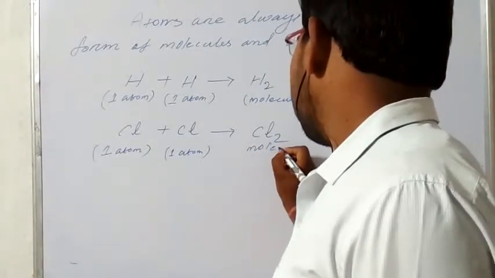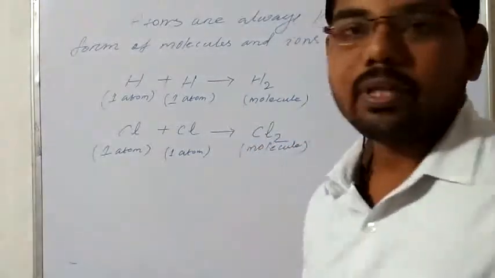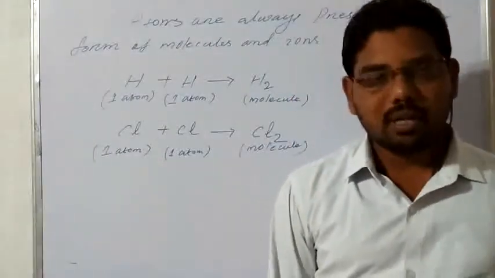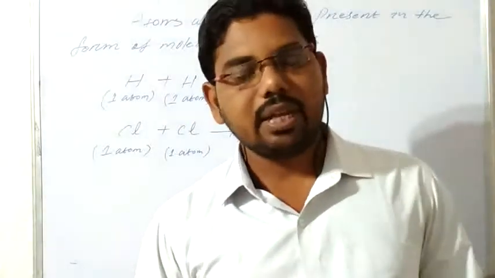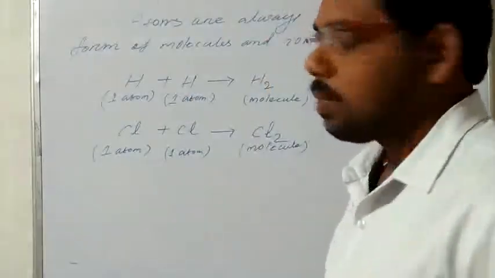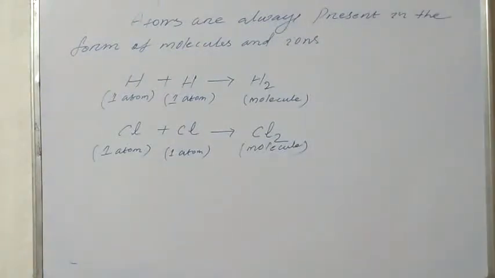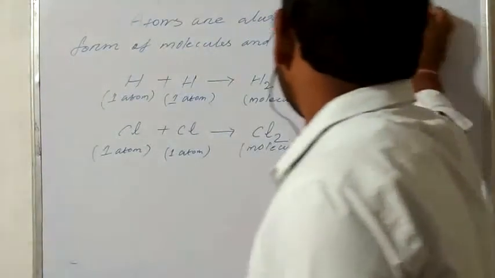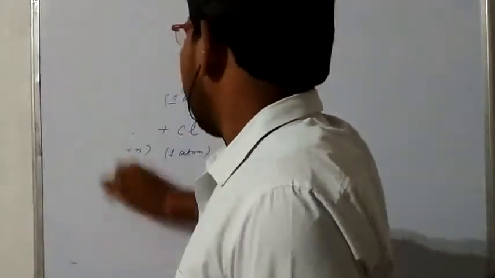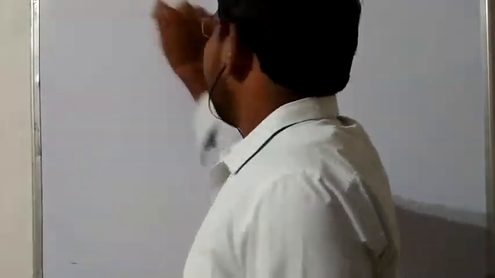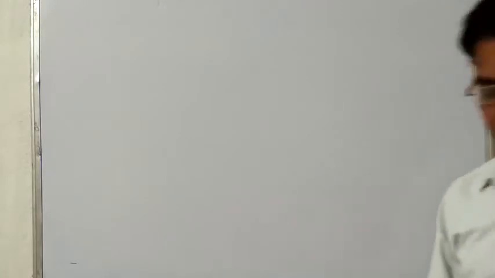How do they form ions? Atoms lose electrons or gain electrons and they form ions. Atoms always form two types of ions: one is positively charged ions, that is cations, and one is negatively charged ions, that is anions. And there are different types of molecules also. We will discuss ions first.